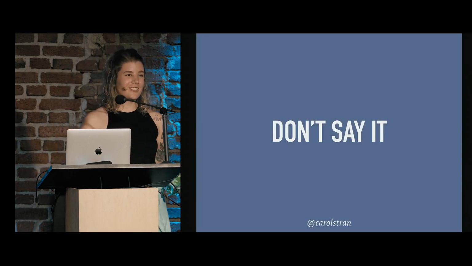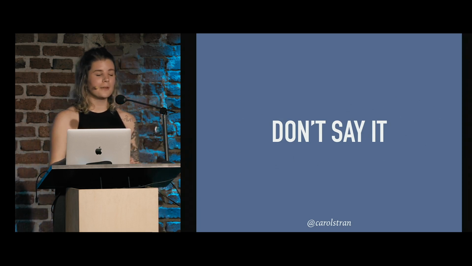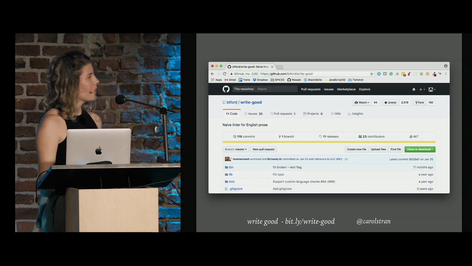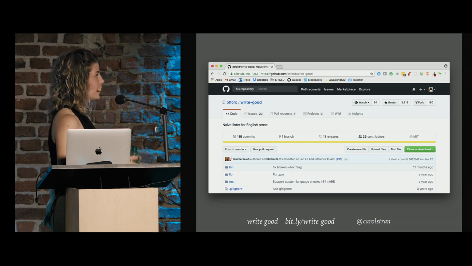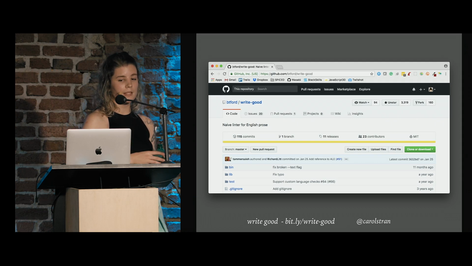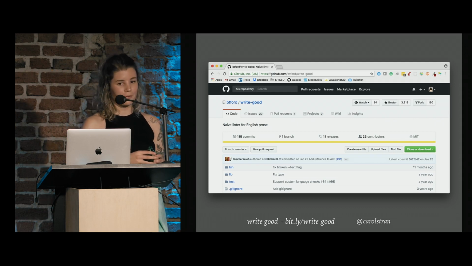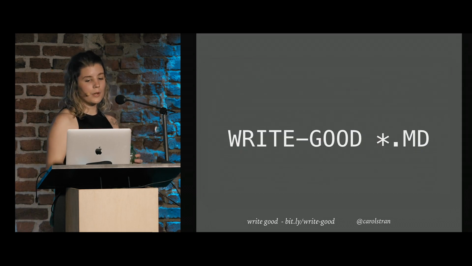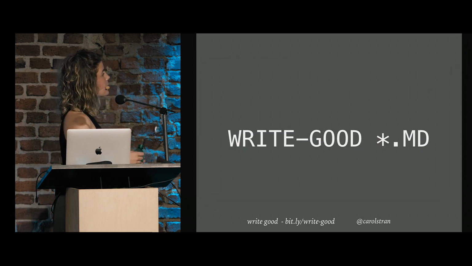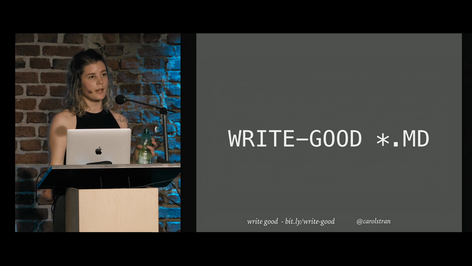So my suggestion is just don't say it. But don't worry, I have a little bit more to offer you than that. WriteGood is another linter for English prose, and it's available as a command line tool, and I believe that someone also recently wrote a VS Code plugin for it. Once it's installed, you can run this command and do a general check of all of your Markdown files.